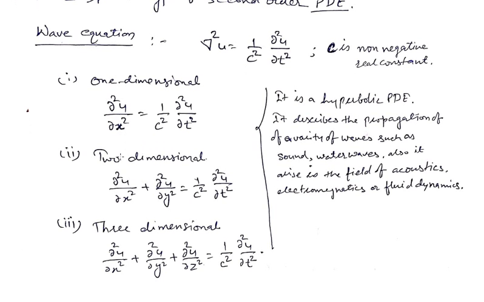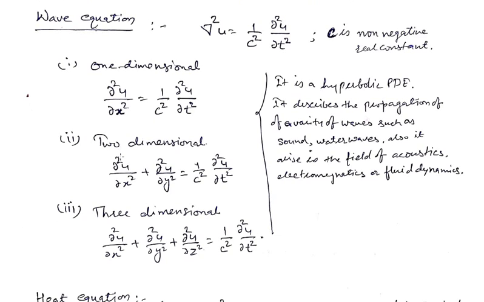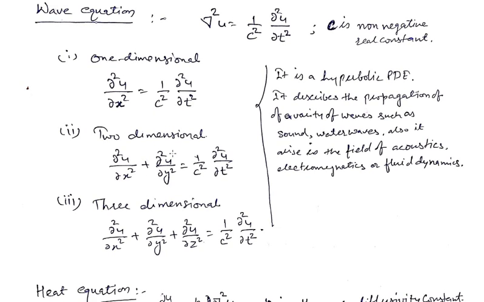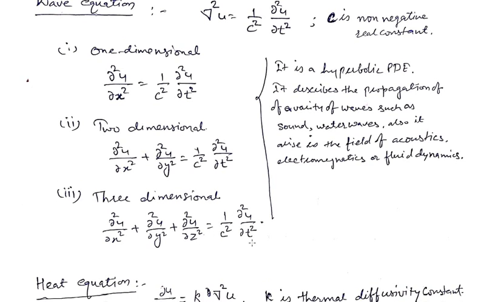In a two-dimensional system, the wave equation is given by del 2u upon del x square plus del 2u upon del y square equals 1 upon c square del 2u upon del t square. Similarly, in three dimensions it is given by del 2u upon del x square plus del 2u upon del y square plus del 2u upon del z square equals 1 upon c square del 2u upon del t square.